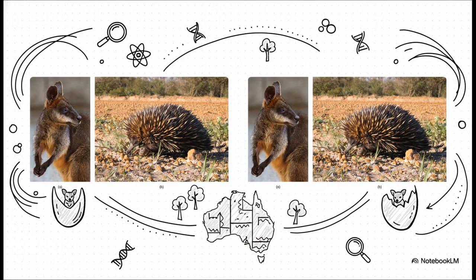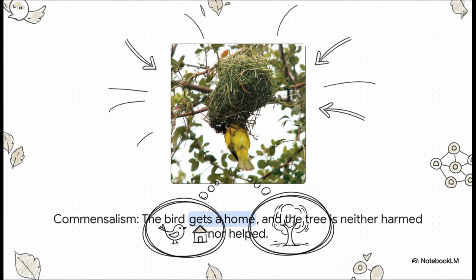On the left, a wallaby, and on the right, an echidna. You've got a mammal with a pouch next to a mammal that lays eggs. When you isolate a whole continent for millions of years, evolution gets really, really creative. We'll also dig into the fascinating ways that species interact.